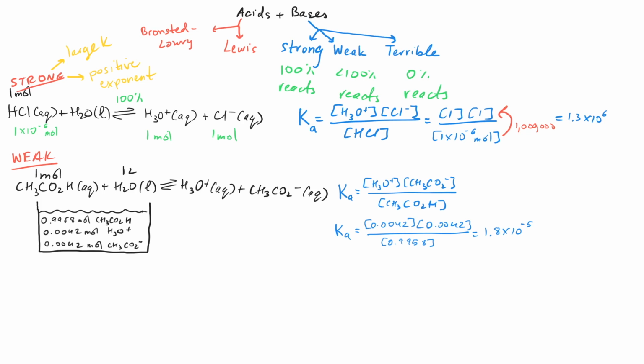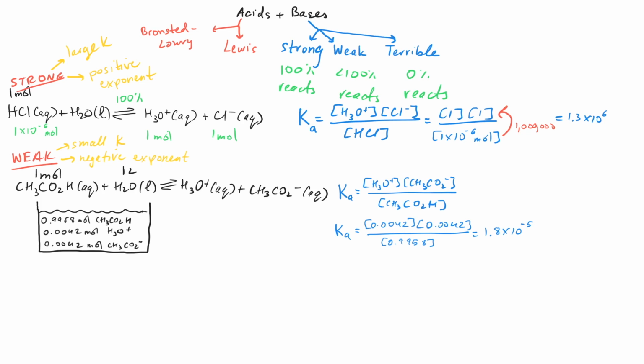In fact, it is typical for weak species to have small equilibrium constants with negative exponents. As we can see, there's a very large difference between equilibrium constants for strong and weak species. So we can easily predict whether a species is strong or weak based on its equilibrium constant.